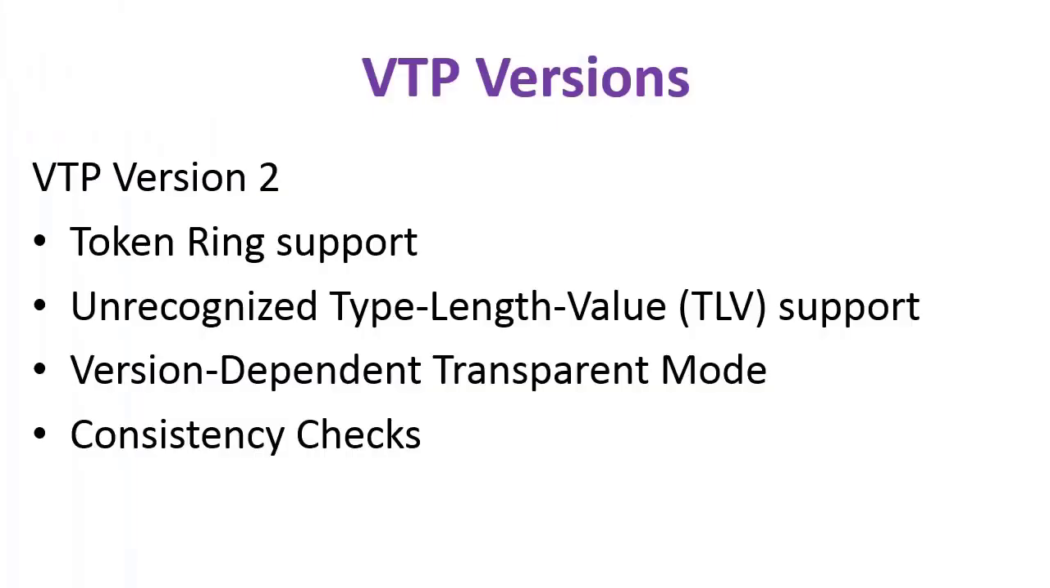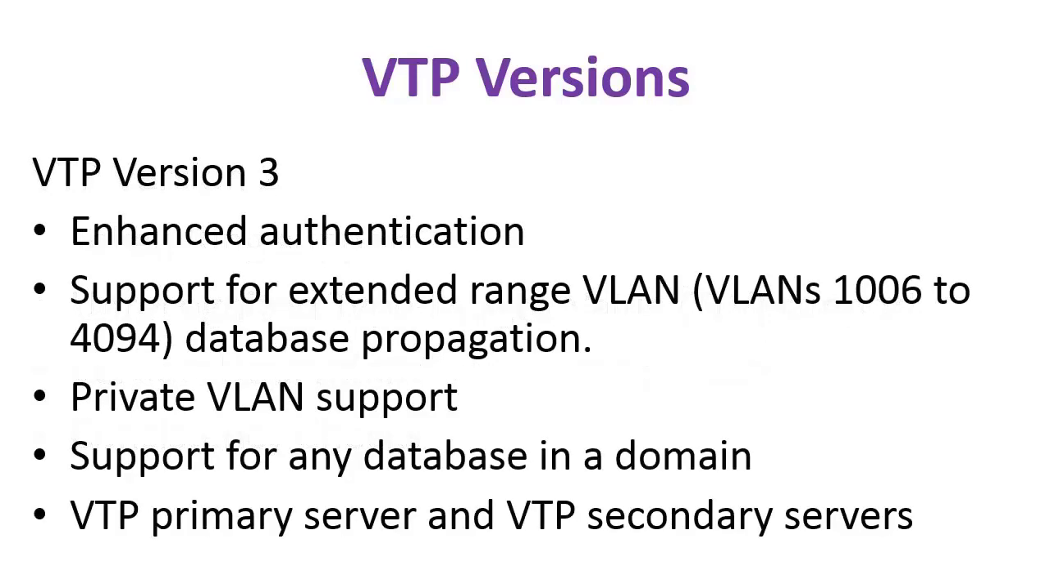On your CCNP switch exam, you may be asked about the different VTP versions. This is what I think you should know. VTP version 2 offers the following enhancements over VTP version 1. Version 2 offers token ring support, unrecognized type length value support, version dependent transparent mode, and consistency checks. Version 3 offers the following enhancements over version 2, which is enhanced authentication, support for extended range VLANs, private VLAN support, support for any database in a domain, and it offers VTP primary and secondary servers.